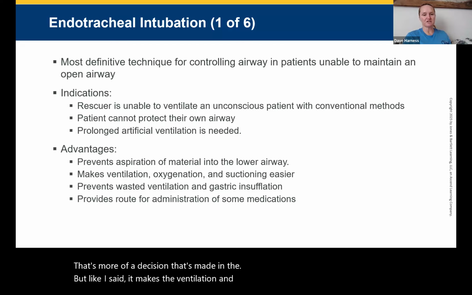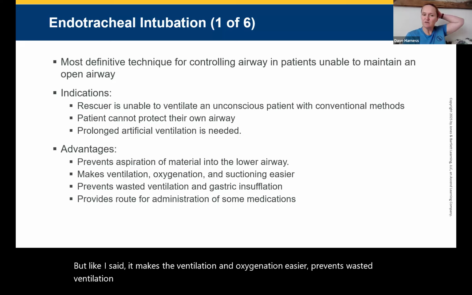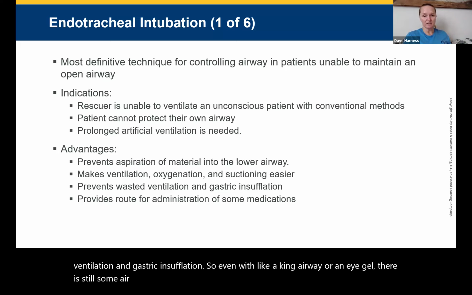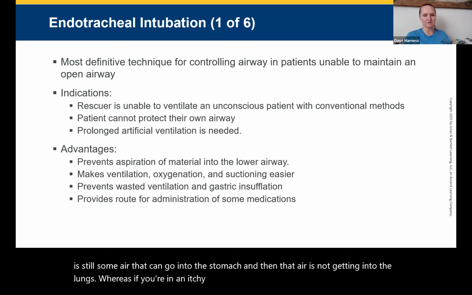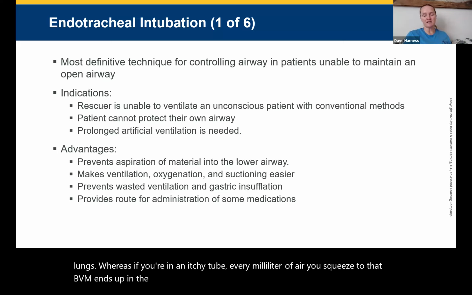This prevents wasted ventilation and gastric insufflation. So even with a King Airway or an iGel, there is still some air that can go into the stomach, and then that air is not getting into the lungs. Whereas if you're using an ET tube, every milliliter of air you squeeze through that BVM ends up in the lungs. There are also medications that can be given through the endotracheal tube.